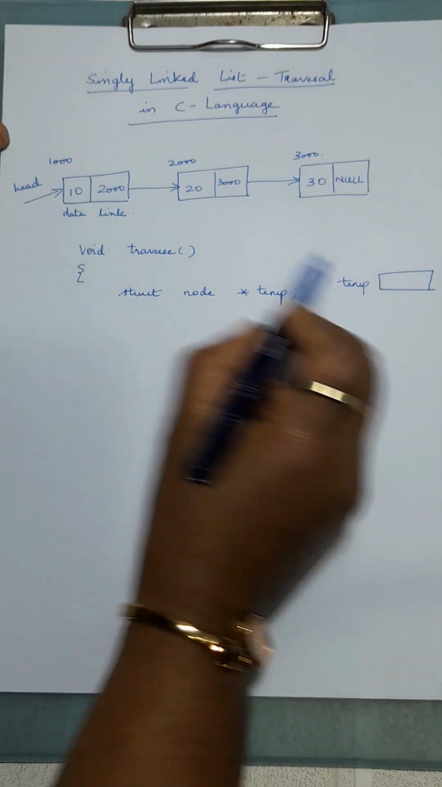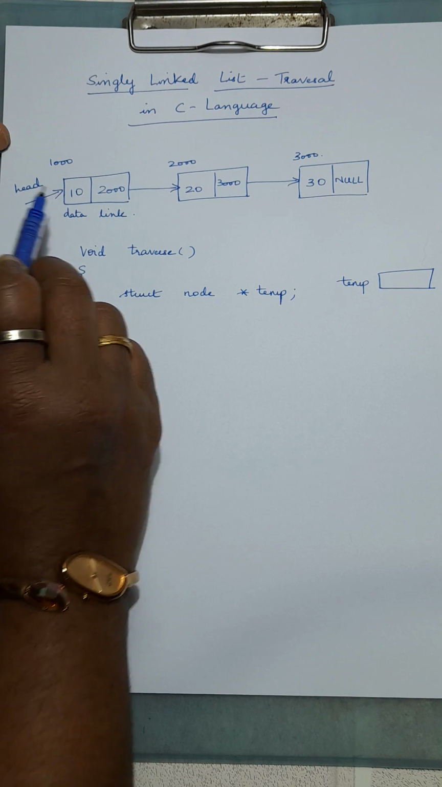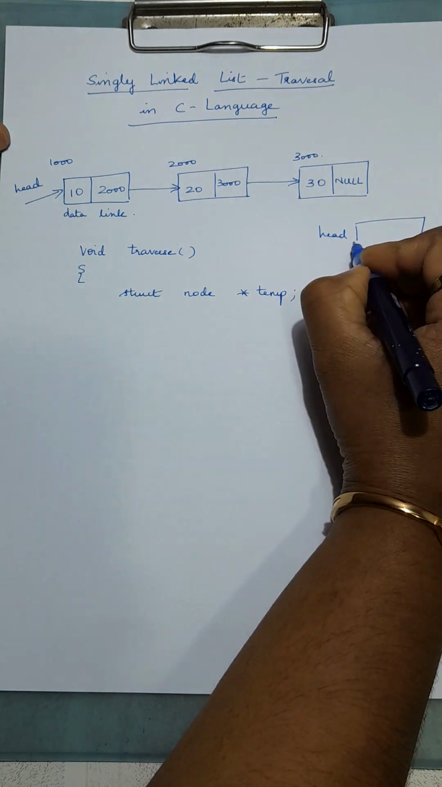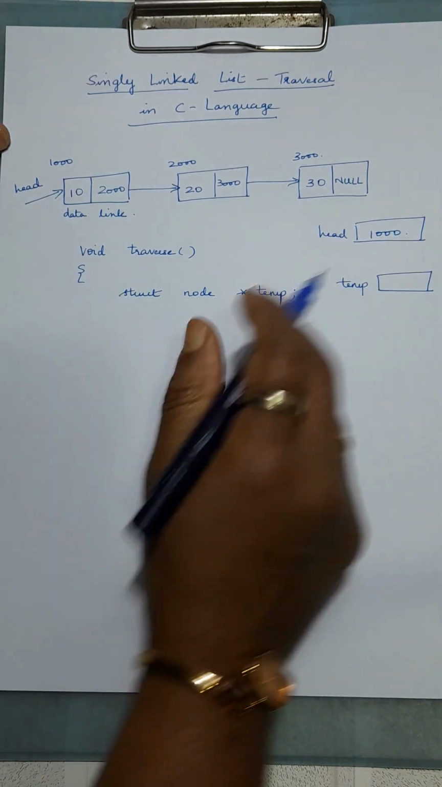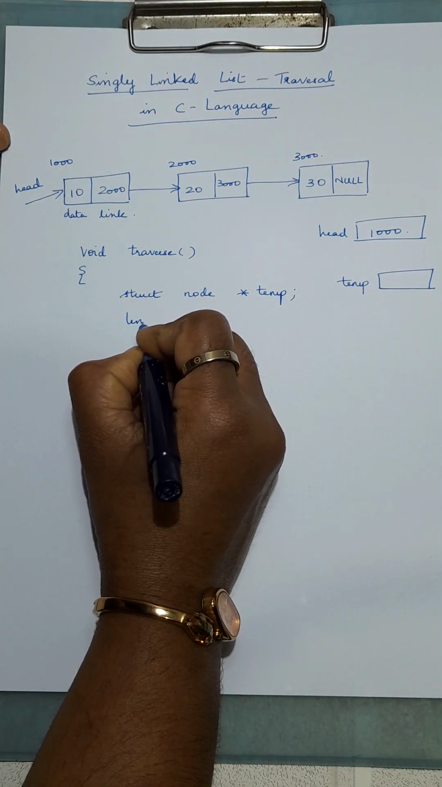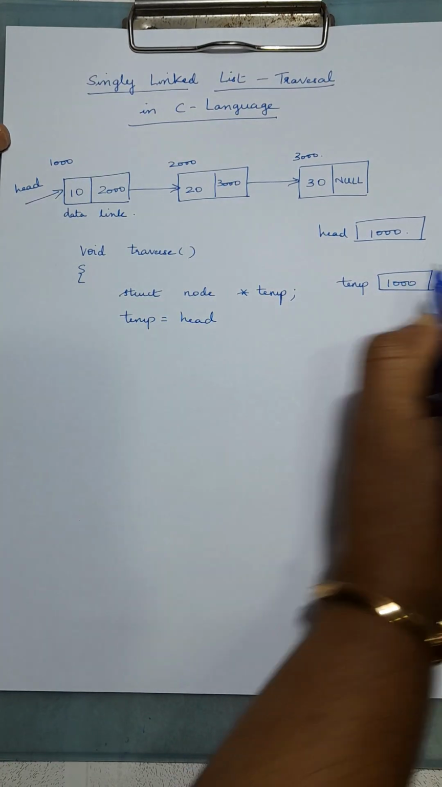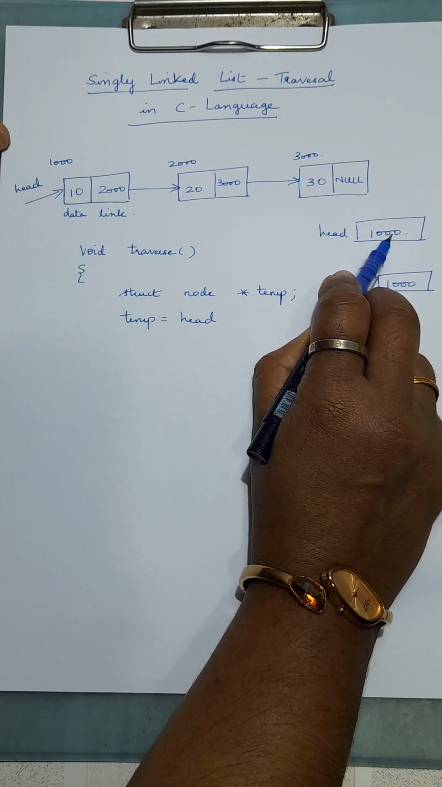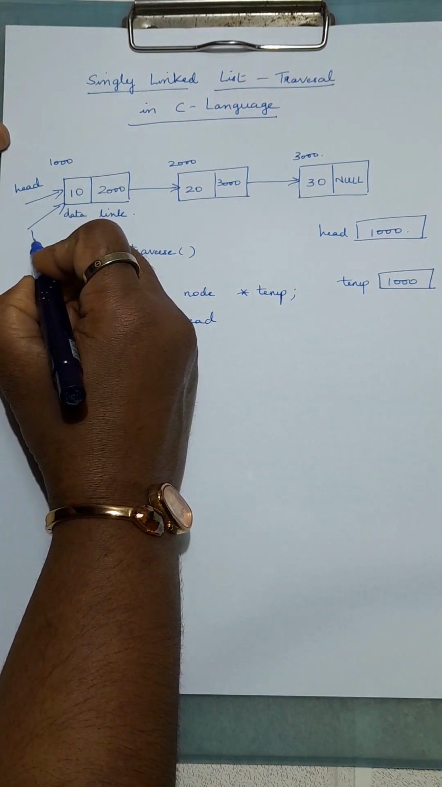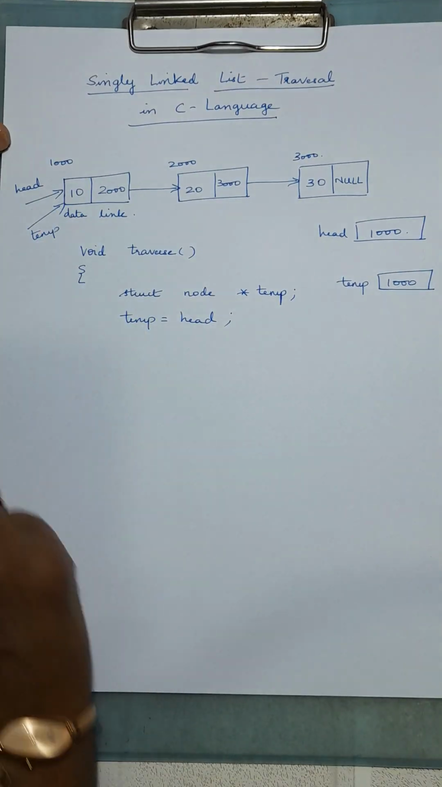Fine. Now I need to traverse from the first node till the last node, which means temp should point to the first node, right? The address of the first node is 1000, so head will have the value 1000. Which means temp should also point to 1000. So what is the statement here? temp is equal to head. Now temp will have the value 1000, because head is a pointer variable whose value 1000 points to the first node. Now temp is also 1000, which means the temp variable will be pointing to the first node. After execution of the second line, temp will point to the first node.